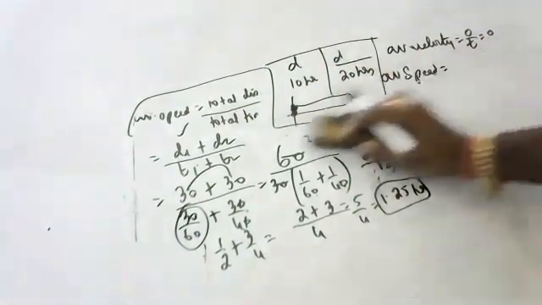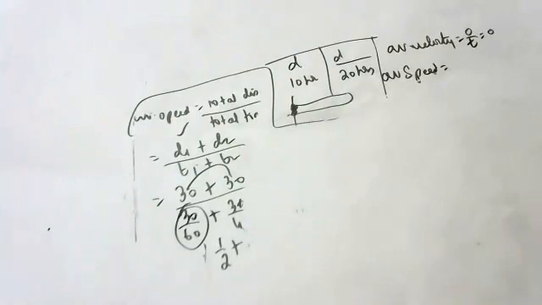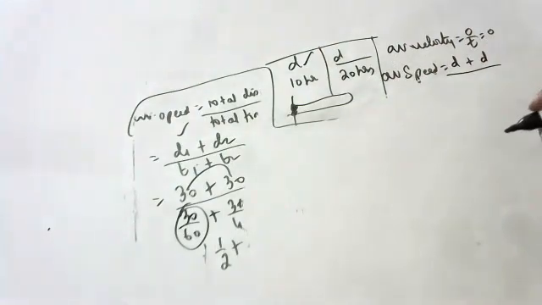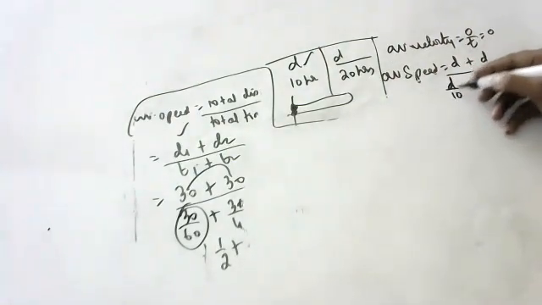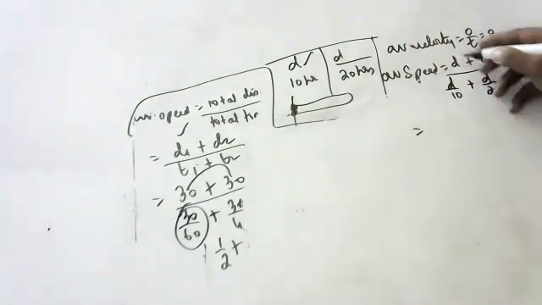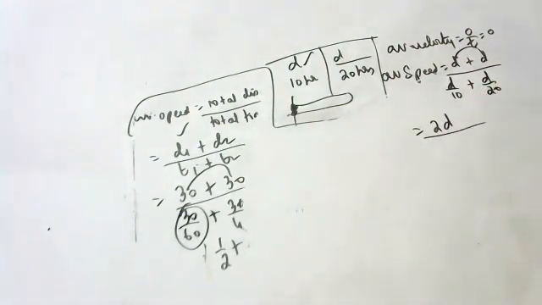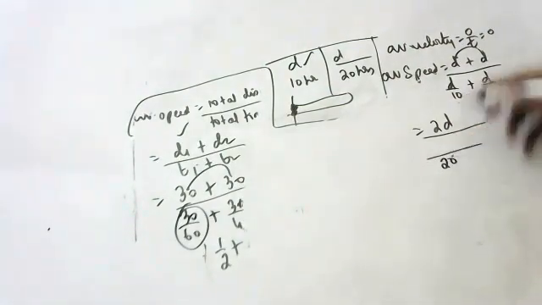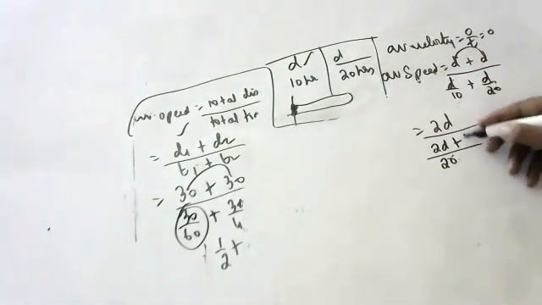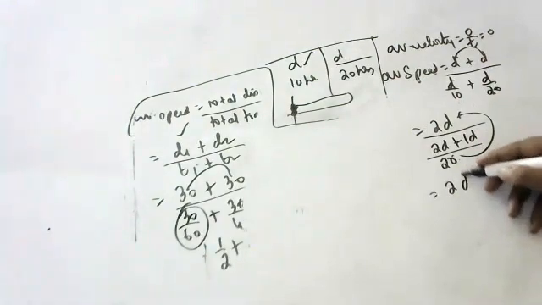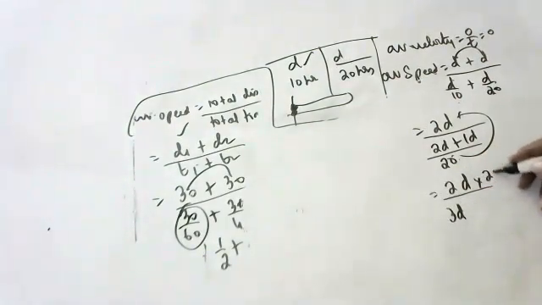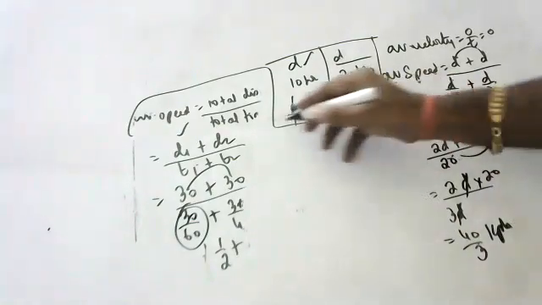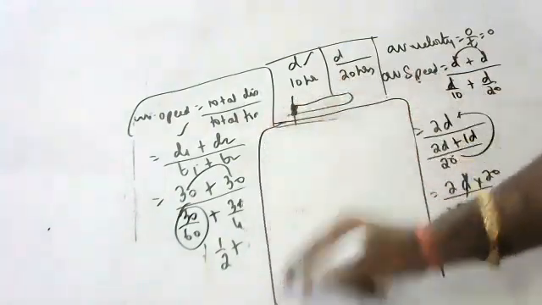Now how will you find the average speed? Average speed is total distance by total time. Total distance is d plus d, which is 2d. Total time is d by 10 plus d by 20. The LCM of 10 and 20: 10 2s are 2d, plus 20 1s are 1d. 20 goes here. So 2d by 3d into 20. So the answer is 40 by 3 km/h.